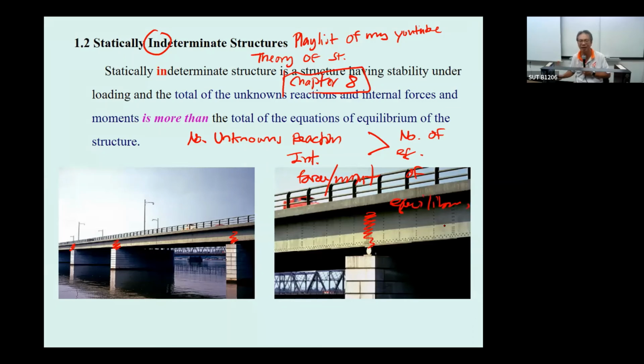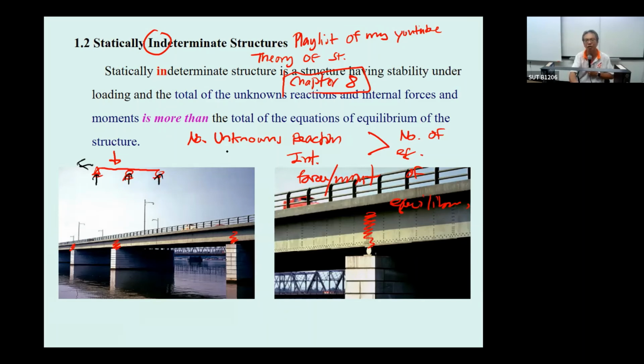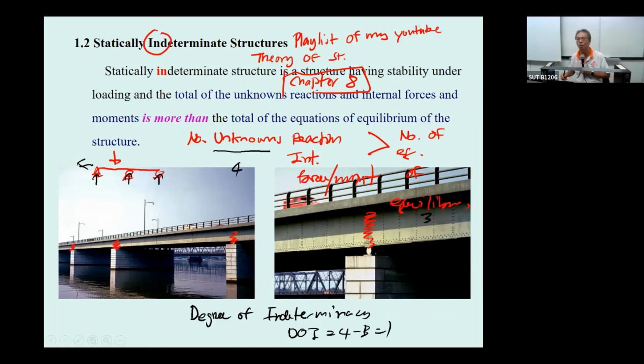You just check. For example, if you have this beam, under the application of the force, you have the reactions. This is the first unknown, second, third, fourth. So the number of unknowns is going to be 4. The number of equations of equilibrium is 3. So you have the degree of indeterminacy. We call it DOI, equal to 4 minus 3. That is going to be 1.